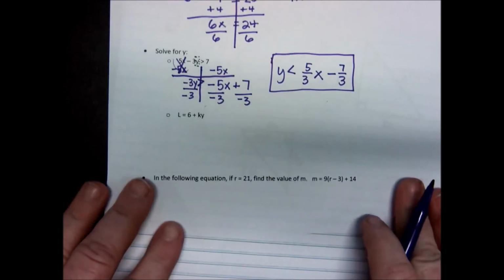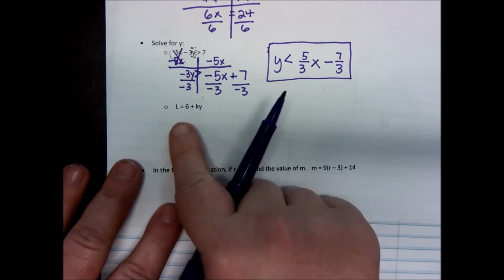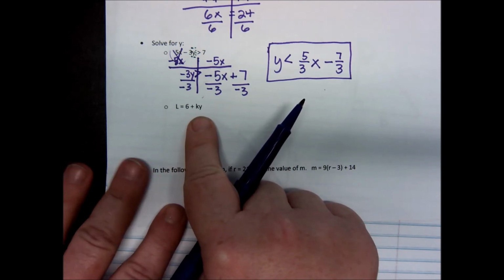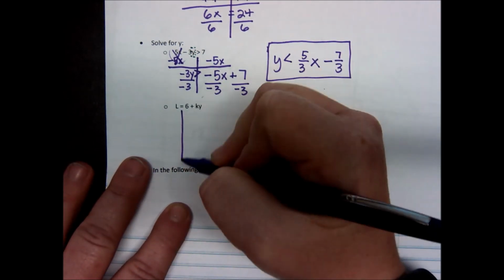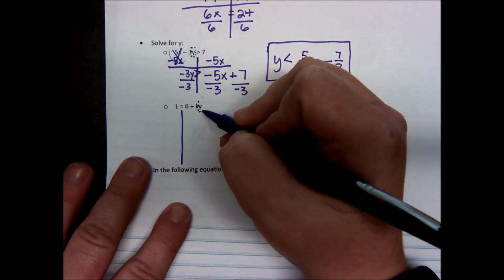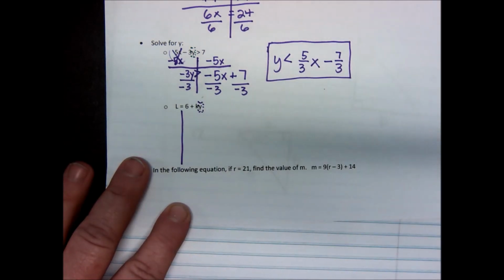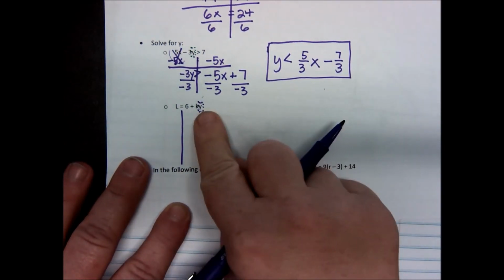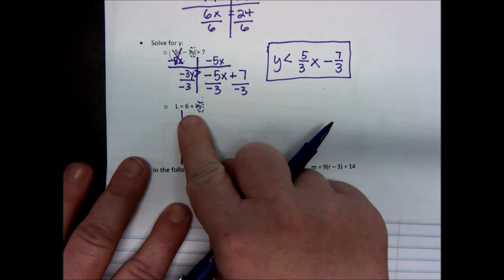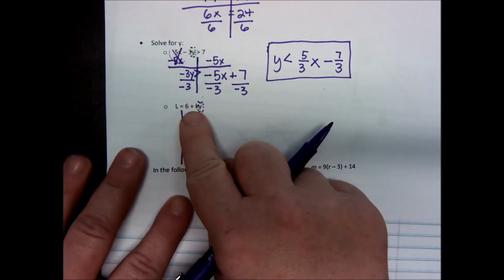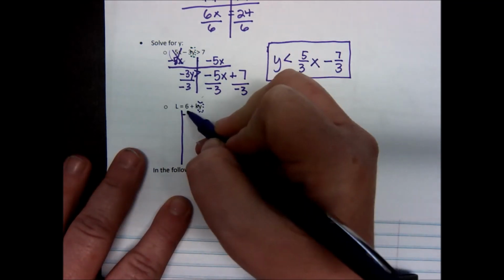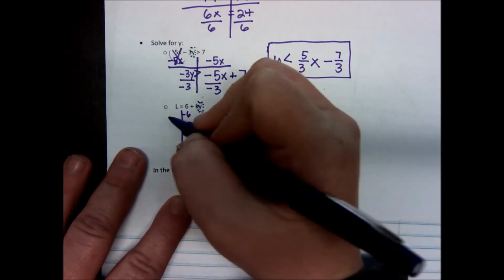All right, let's look at the next one. L is equal to 6 plus ky. Remember, I'm solving for y, so I need to get y by itself. The first thing I'm going to get rid of is whatever's not touching the y, and in this case, it's the 6. So I'm going to subtract 6 from both sides.